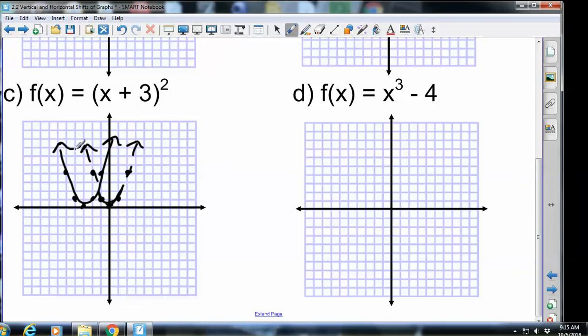Last up, number 9 is Rachel. So this one is a different parent function. It's got x cubed, so it's your chair. So 0 cubed is 0, 1 cubed is 1, 2 cubed is 8.